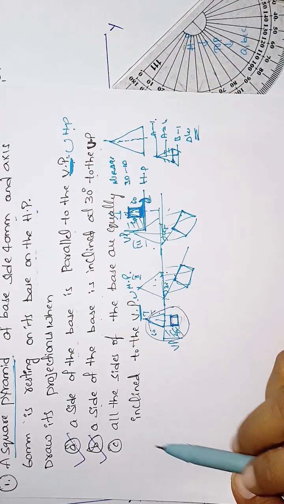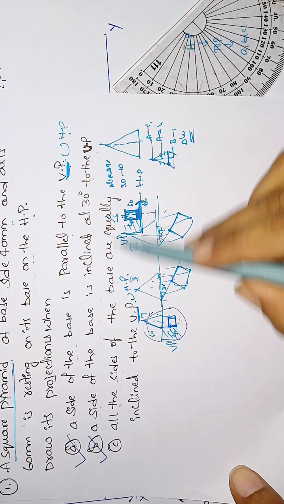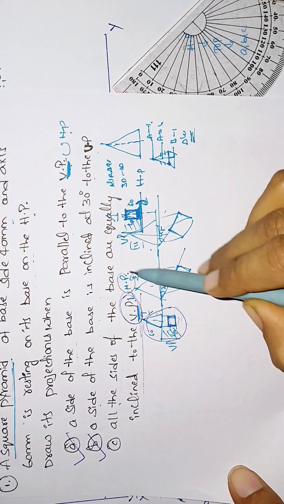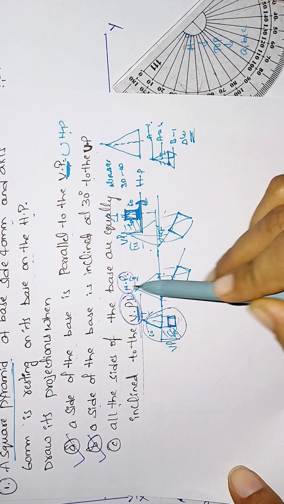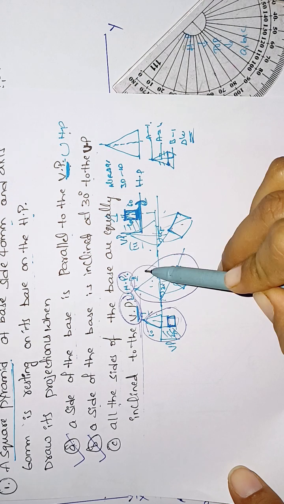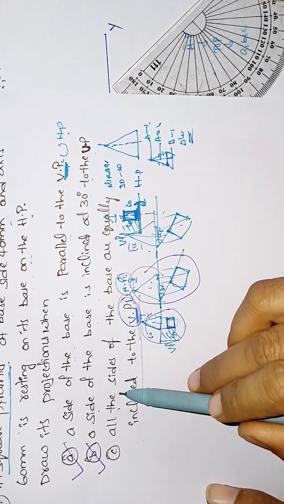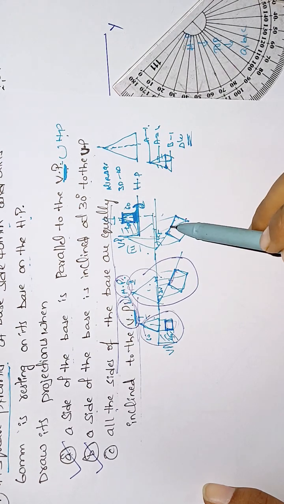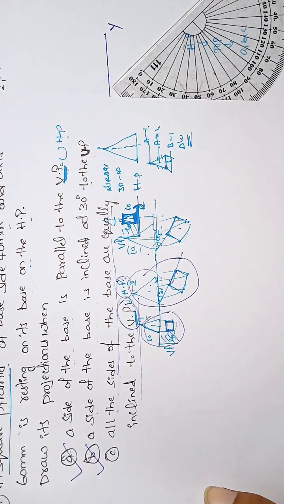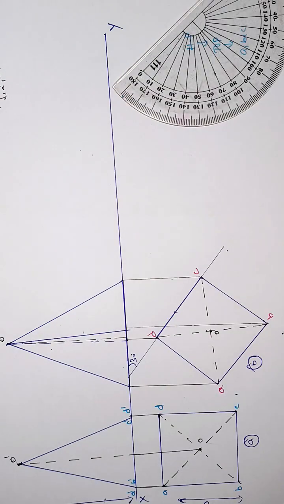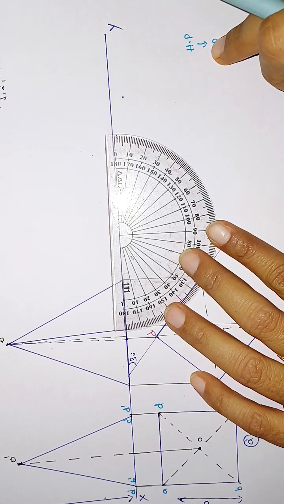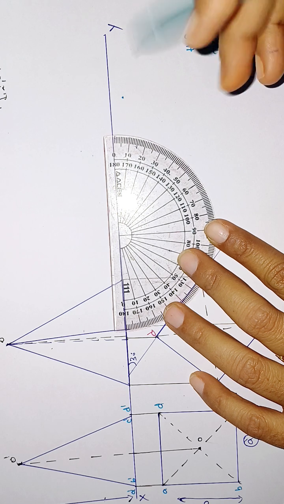B also completed. Now C: all sides of the base are equally inclined to the VP. Inclined to the VP means definitely it is on the HP. Okay, this is the HP. It comes on the downside. But here it is mentioned all sides of the base are equally inclined, so you have to draw 45 degrees angle. So draw the same second stage, you have to draw 45 degrees angle. First mark the 45 degrees.